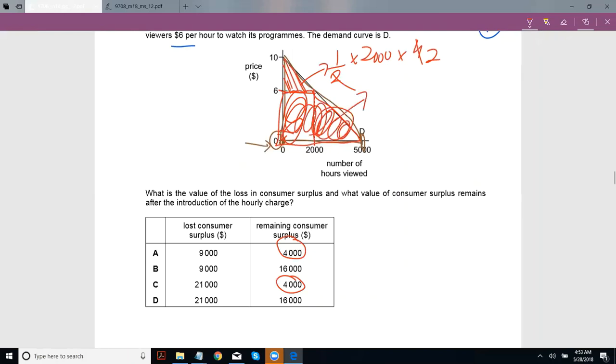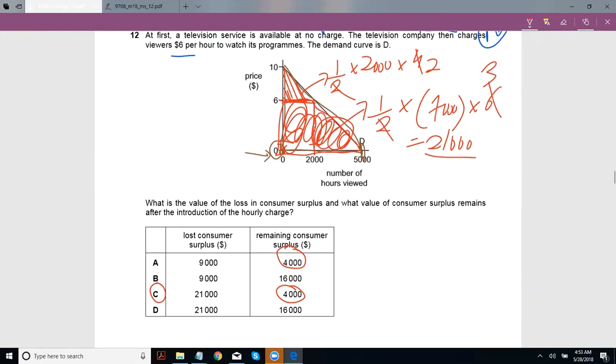So this is basically the area of a trapezium. If I remember the formula correctly, it's half into the sum of parallel sides. Parallel sides would be 2000 and 5000, which would give you 7000 into height, which is 6, which is 21,000. Again, I'm just doing the math a little quickly. You can take your time and calculate it whichever way you want. As long as you understand which areas I'm talking about, you'll be fine.